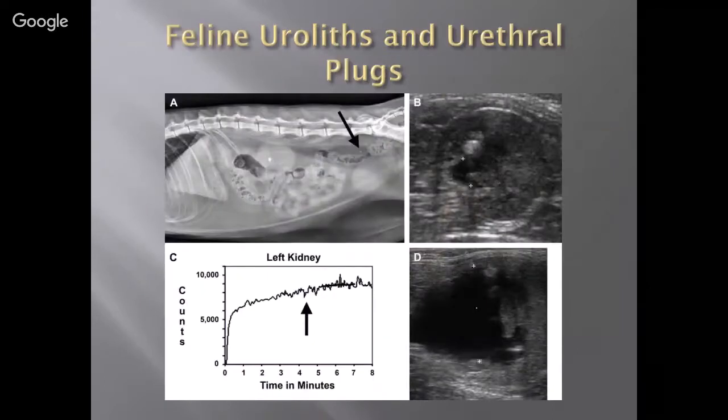Feline uroliths, stones, and urethral plugs. So what we're seeing here is a kidney. Here is a kidney. Here and here. The right one is always, or most often, cranial to the left one. I think actually this is the other kidney here. It's hidden behind an intestine. Here are stones in the kidney.